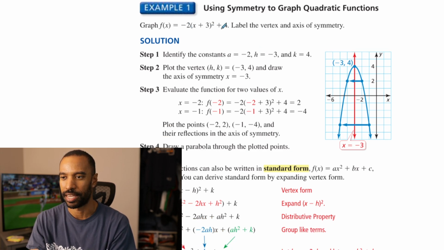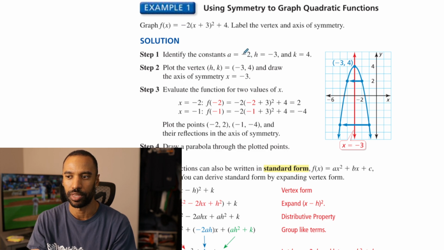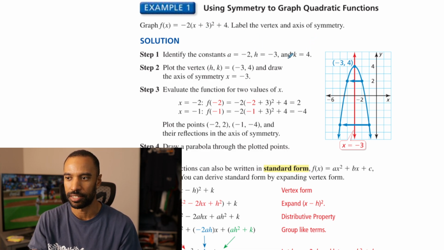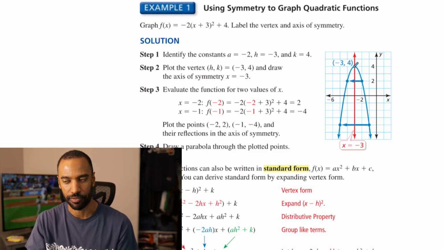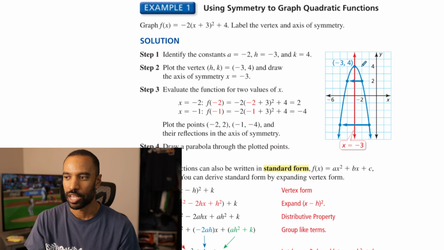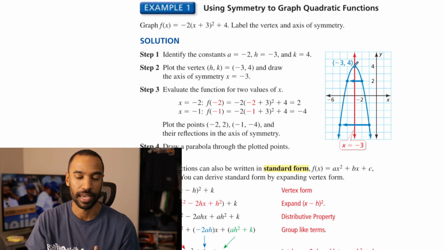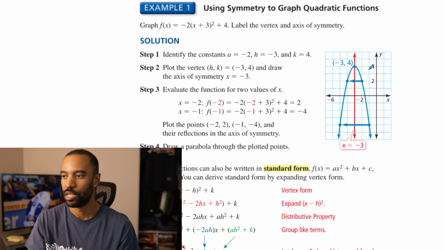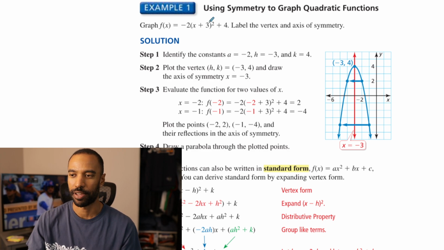If you graph this, label the vertex and axis of symmetry, we identify a as negative 2. That means there's a reflection and a vertical stretch by a factor of 2. The h is actually negative 3, flipping that sign, and k is positive 4, keeping that sign. So you draw your vertex at negative 3, 4, and then you apply your stretch factor. Instead of 1, 1, 2, 4, we're going to double it, and we are going down because it's negative, but 1, 2, 2, 8. And then you see them reflecting those points across.